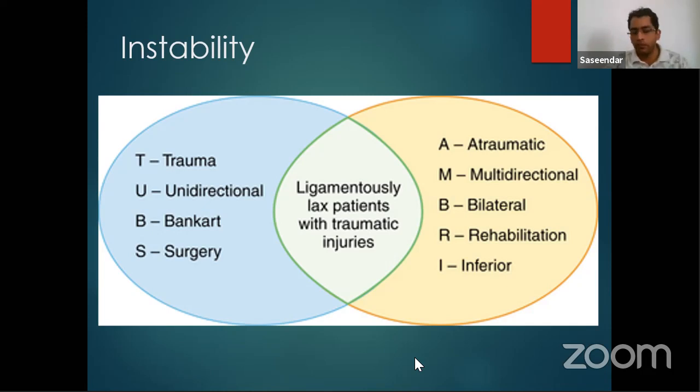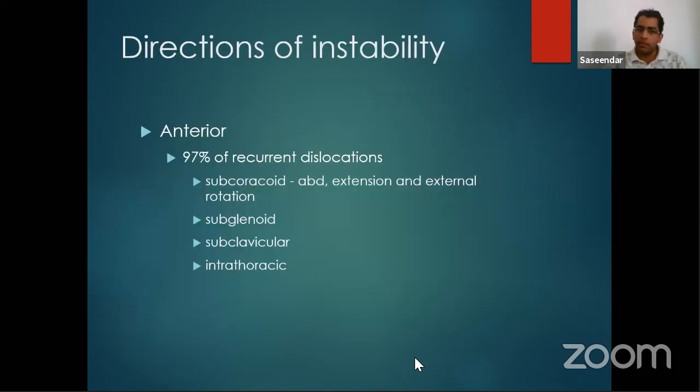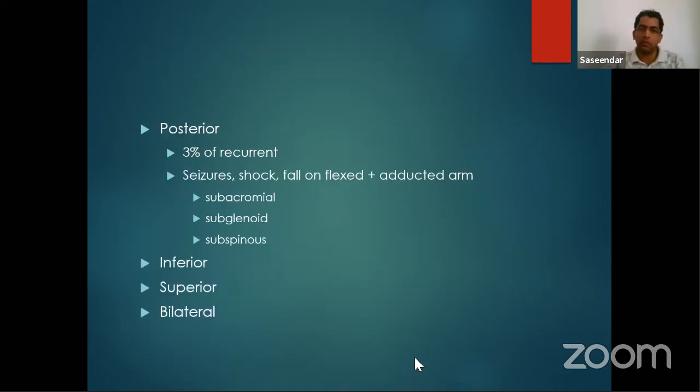Okay, so we will go on to the traumatic types. In the traumatic, you can classify based on the direction of instability. It can be anterior, it can be posterior, it can be inferior, or it can even be superior. Anterior shoulder instability is the most common one. 97% of dislocations are anterior, and again, anterior can be categorized as subcoracoid, subglenoid, subclavicular, and other.